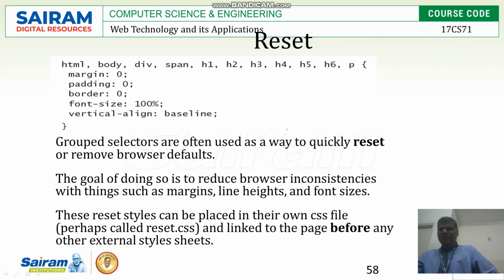For reset purposes, you write all these things: HTML, body, div, span, h1 to h6, paragraph, all made 0. That is margin, padding, border, font size, and vertical align baseline. All these things get applied to these tags, HTML to P, all the tags. This is nothing but group selectors. What is the purpose of group selectors? To reset things. Any values that you want to reset, that time you use this.